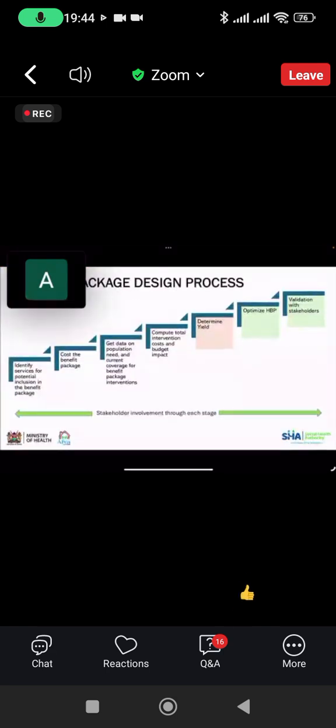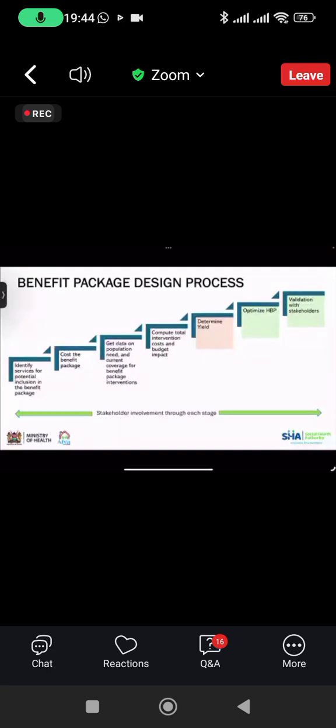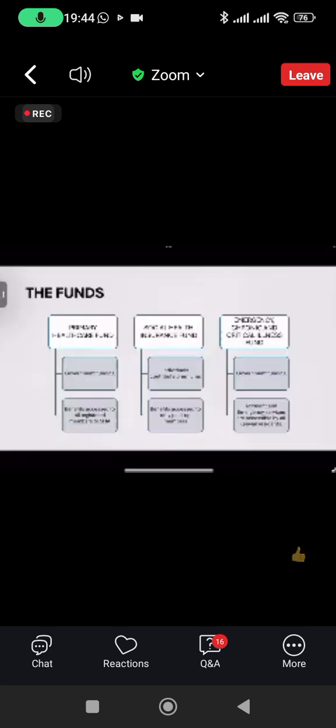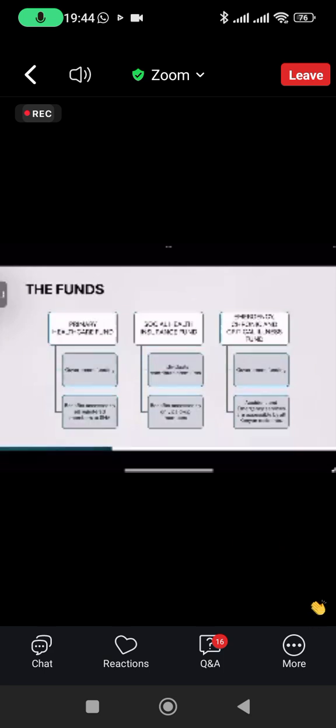Yeah, so this slide basically just tells us of the process, what I indicated: how we identified the services, costing of the package and all that, getting the data till we computed the cost, determined the yield, optimized the package and validated with stakeholders. This one actually just emphasizes what the CEO talked about, the 3 funds, which are now clear to all of us.